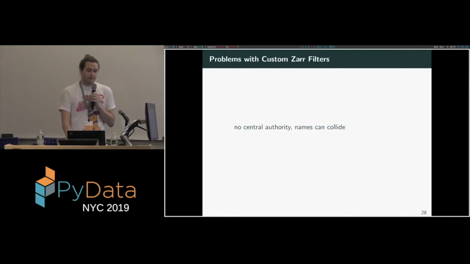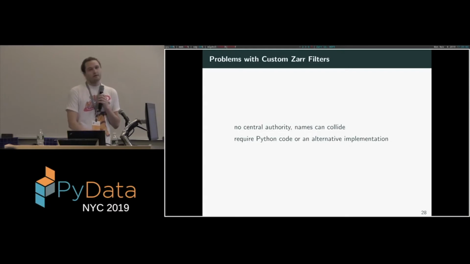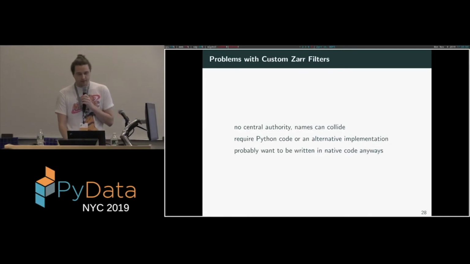So some problems with these are that because there's no central authority, I can write a thing that doesn't necessarily work with your filter, and then we both choose the same name, and now you get corruption on reads. They require Python code, so like I said before, while Zarr has a spec that could and has been implemented in other languages, there's not really a good way to make your plugins work with that language. So yes, I have my C++ implementation, but I can't open your filter because I don't want to embed the Python interpreter in my C++ application. And this one maybe is controversial, but I think most compressors or filters are going to want to be written in native code anyway. You're probably not writing your new compression library in Python. So you probably want native code if you're doing anything custom.